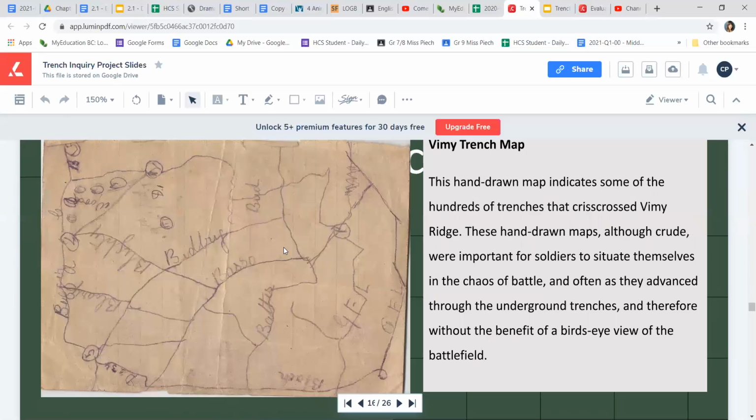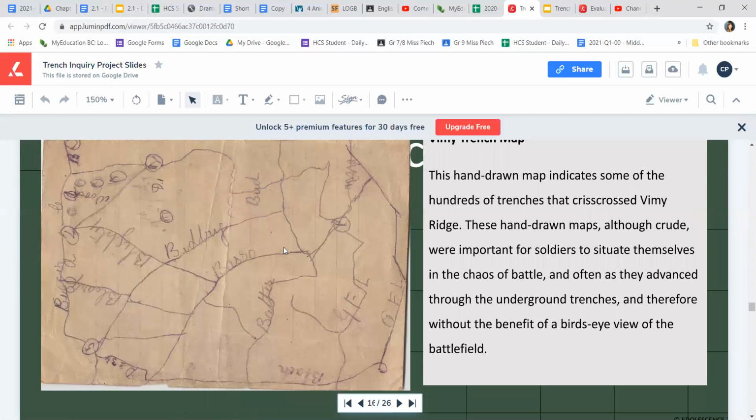And then this one here is a hand-drawn map that shows some of the hundreds of trenches that were all across Vimy Ridge. Now, obviously they're hand-drawn, but it helped the soldiers to figure out where to go, especially in the chaos of battle, where was safe, where it wasn't safe. And what do you think that would be? Primary or secondary?